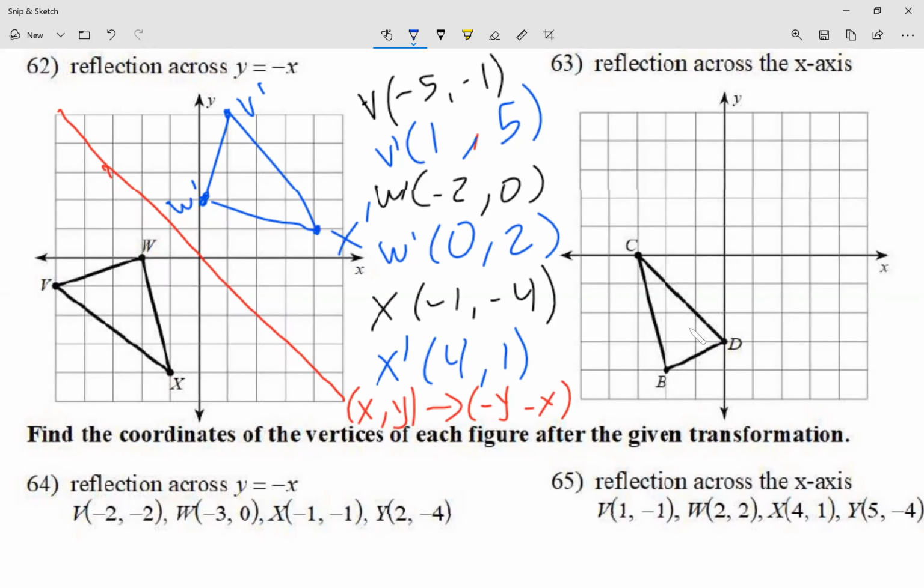So I can do it counting spaces like we did, or I can just use the notes.